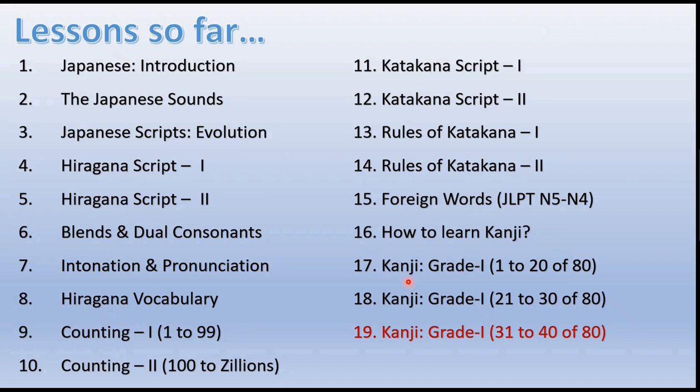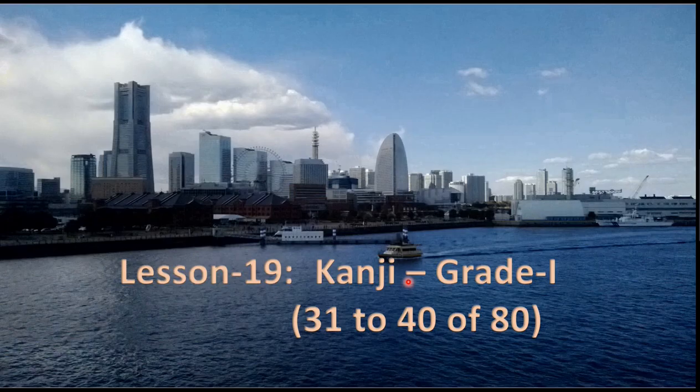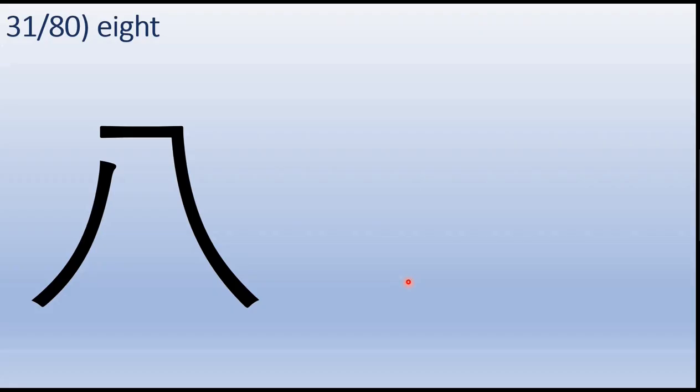Out of the 80 kanjis taught in the first standard of Japanese schools, we have so far learned 30 characters. In today's lesson, we shall learn 10 more from the list. So let's begin lesson 19, Kanji grade 1, 31 to 40 of 80.